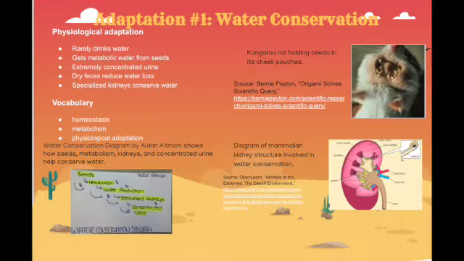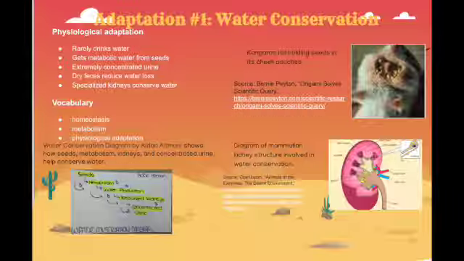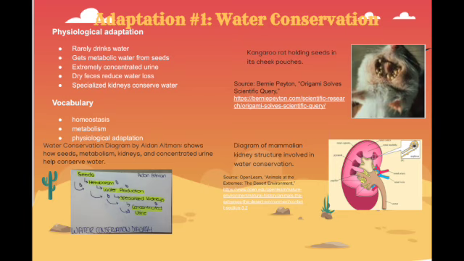Water conservation is a physiological adaptation because it involves internal body processes. Kangaroo rats rarely drink water directly. Instead, they get metabolic water from seeds through metabolism and cellular respiration. According to OpenLearn, kangaroo rats are, quote, "so well adapted to dry environments that they may never need to drink water," end of quotes. The kidney diagram shows how specialized kidneys produce extremely concentrated urine and dry feces to reduce water loss and maintain homeostasis.